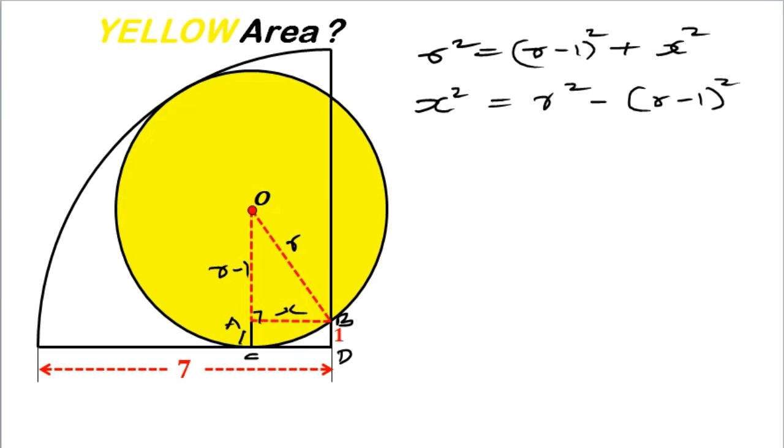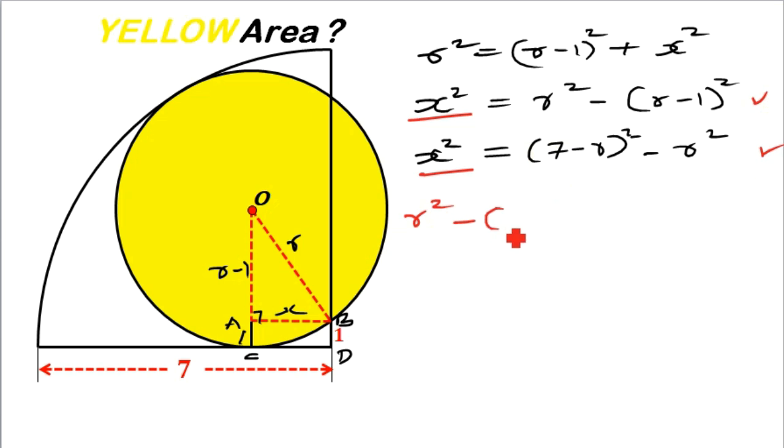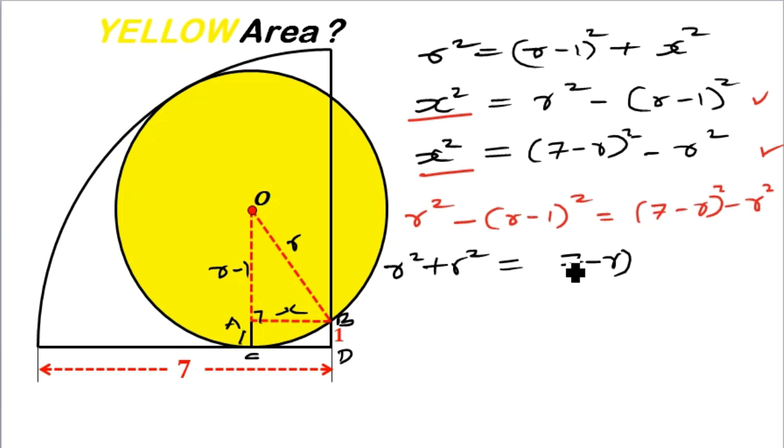In the second equation, we found that x squared equals (7 minus r) squared, then minus r squared. So we can compare the two equations. These two equations of x are equal. So we have r squared minus (r minus 1) squared equals (7 minus r) squared minus r squared. If you collect terms to the other side, you get r squared plus r squared equals (7 minus r) squared plus (r minus 1) squared. So r squared plus r squared is 2r squared.